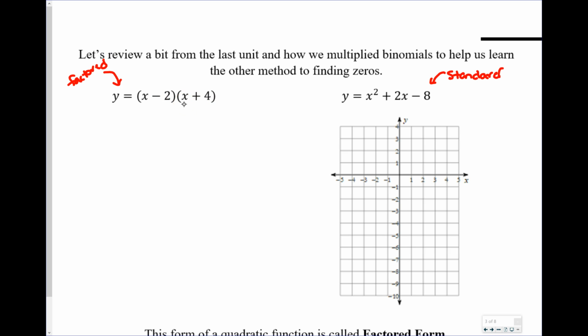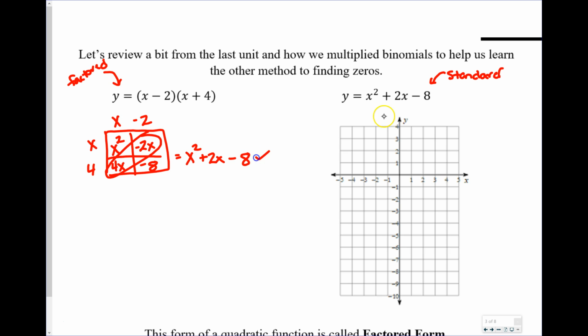Now I'm going to review from last unit. If I multiply these 2 things out, I'm just going to explain how these 2 equations are the exact same equation. They're exactly the same. This is standard form right over here. This is factored form over here. If you notice, and I go ahead and multiply these out like we learned in the last unit, you get x squared, negative 2x, 4x, negative 8. When I combine like terms, I get x squared plus 2x minus 8. Do you see how that's the same? They're identical. But one is written as 2 binomials and the other is written as a trinomial, because in these forms we can get different information.